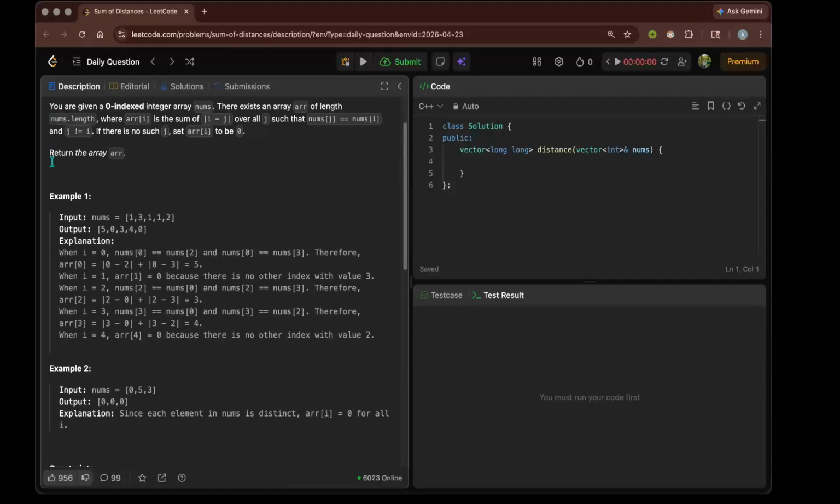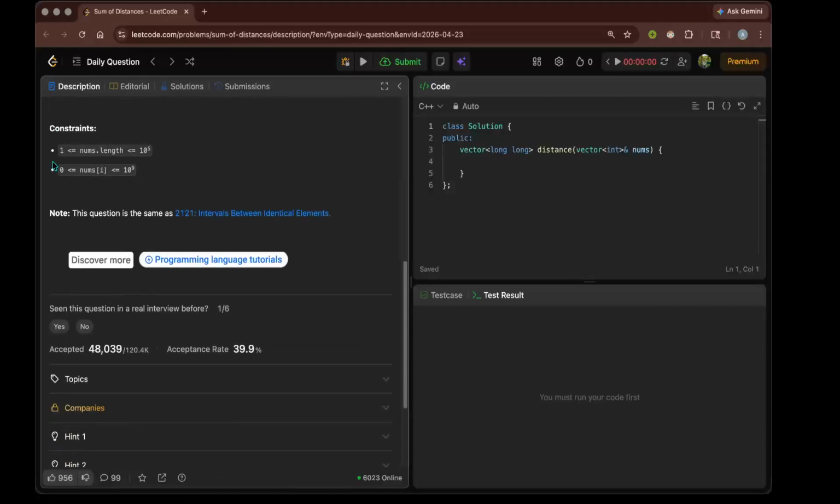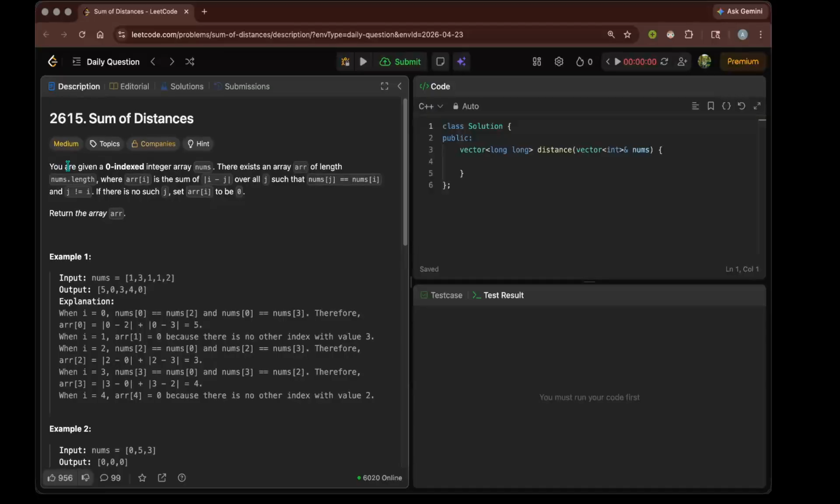We are doing POTD. We're solving POTD. Let's see what is the problem of today. Sum of distances, okay?